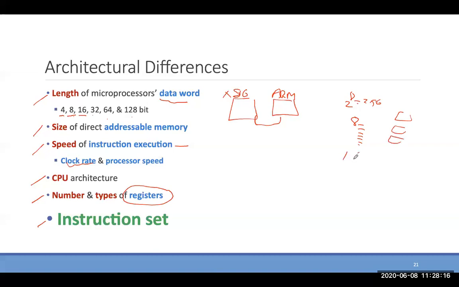What if I give you 16? 2 to the power 16 is going to allow you to access more space, so that's going to be 32,000 cells. If I give you 32, you're going to access 1 billion cells. So that is going to differentiate one microprocessor from another. We're going to cover those in more detail, but today we're going to focus on the instruction set.